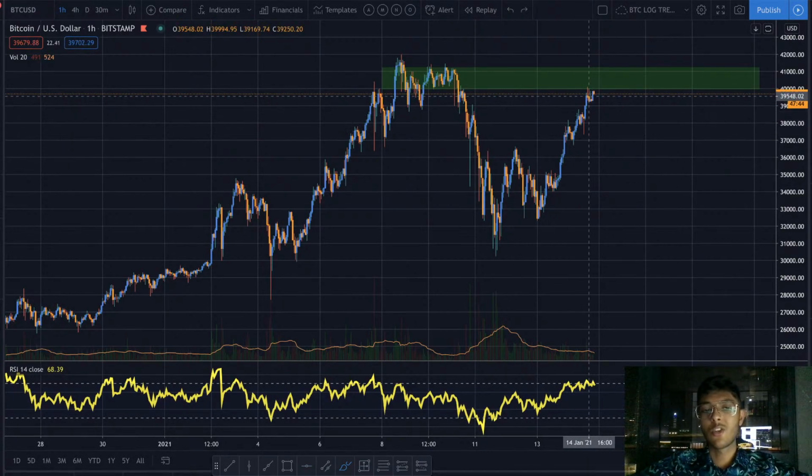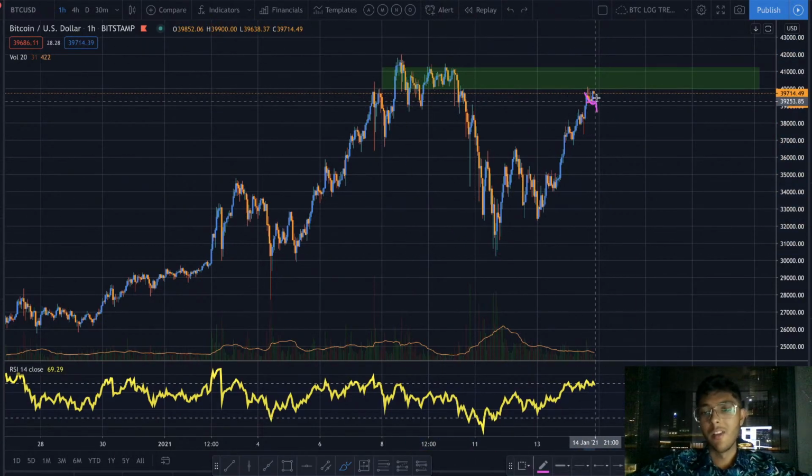But like I said, this trend doesn't really do rejections. I think we've already had a big one. So this one might just trade sideways and then break out. I mean, I think that could be quite possible as well.